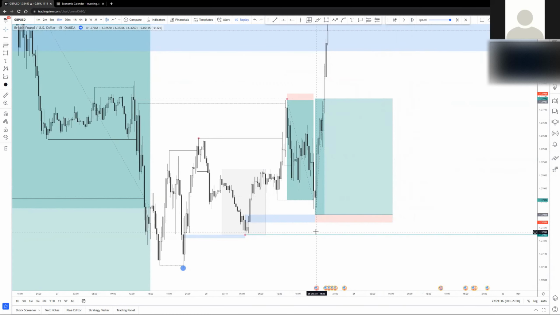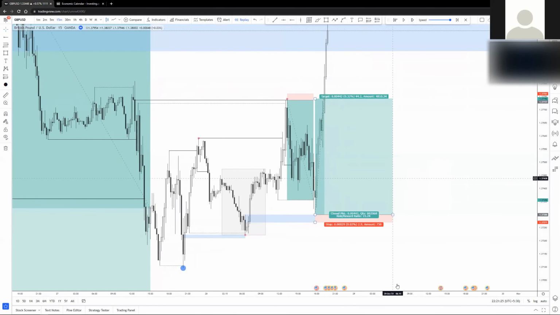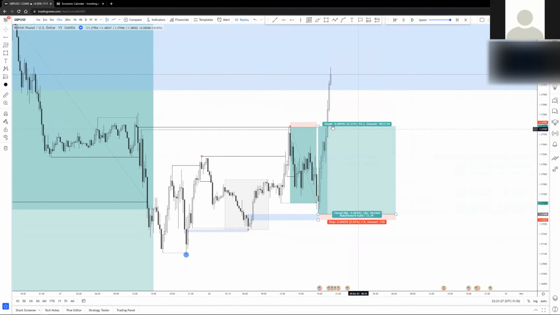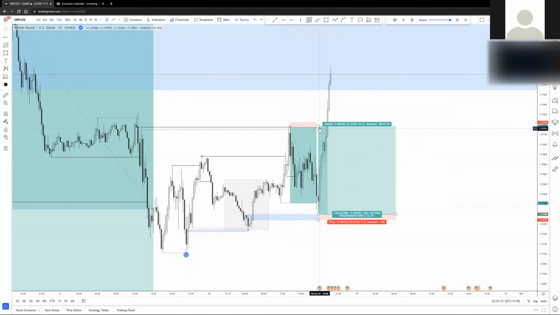So this happened during New York. This was a good New York setup. This happened 15 minutes after New York open, and this is London. Sell to buy, sell to buy, from London to New York. And then you can either take your partials here, or you can take everything out and leave a runner into the higher time frame targets.